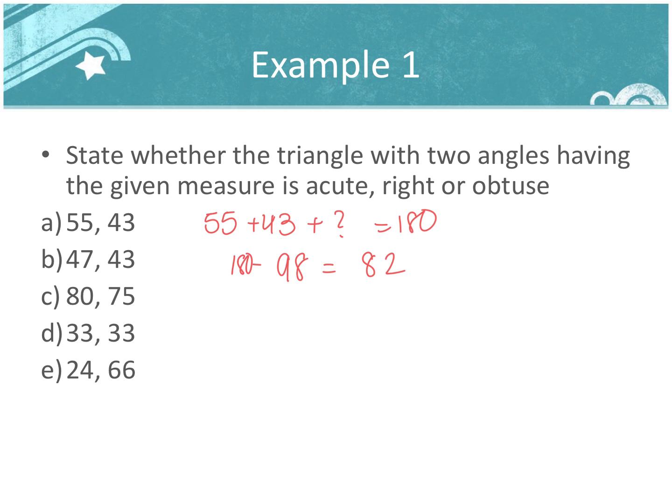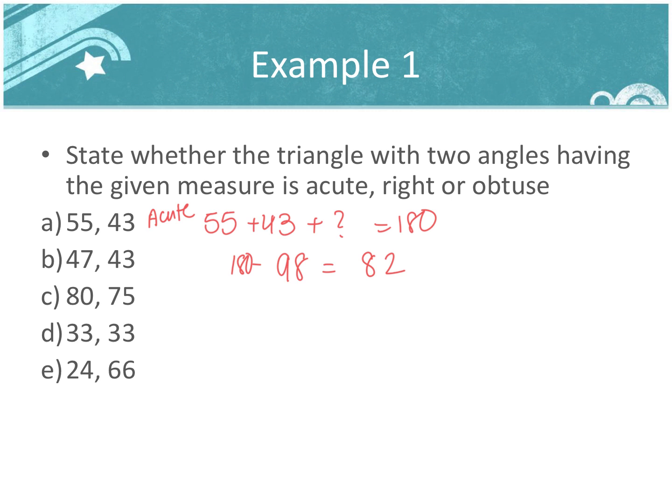What kind of triangle is this? Is it a right triangle? No. It's acute. Or an obtuse triangle? Acute. This would be an acute triangle. So go ahead and do the rest. As soon as you see 90 degrees, we know it's a right triangle.